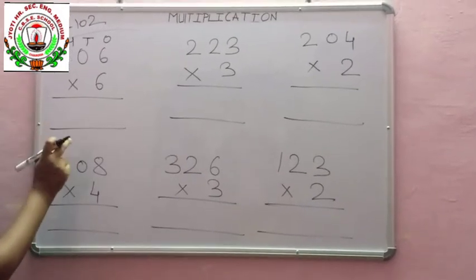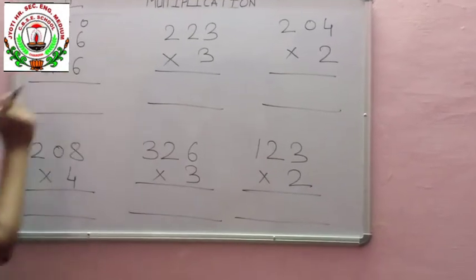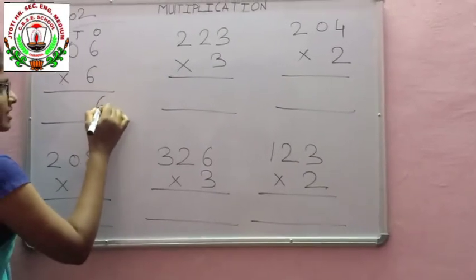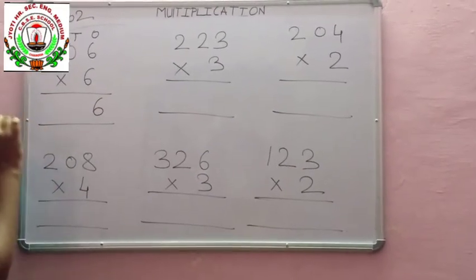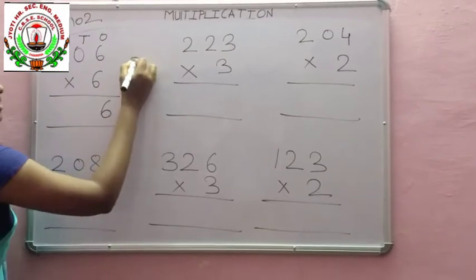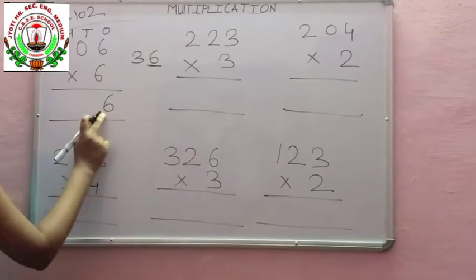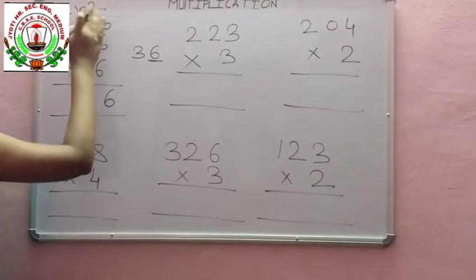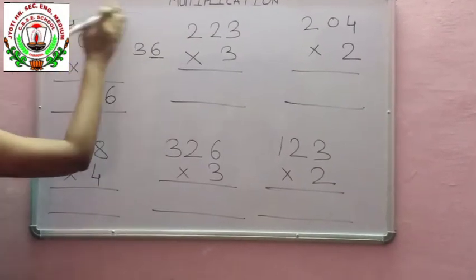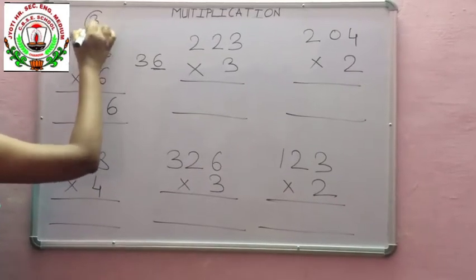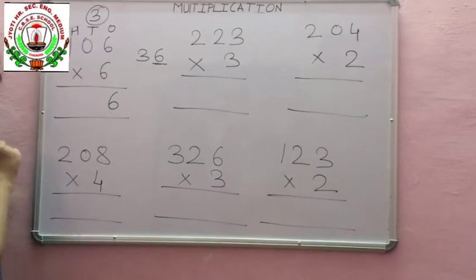So let's do it. 6 sixes are 36. So we write 6 here. 36 is a 2-digit number. So 6 will be written in ones place, and this 3 will move to the tens place as a carryover.